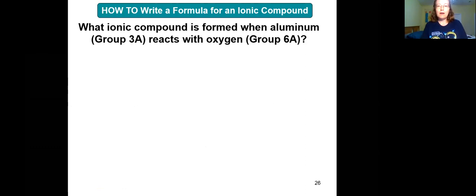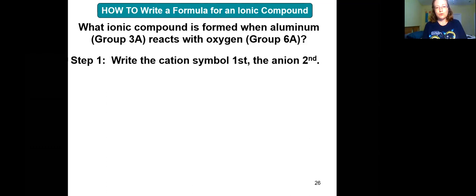Well, what ionic compound is formed when aluminum in group 3A reacts with oxygen in group 6A? We're going to write the cation symbol first and the anion symbol second. Well, aluminum's the metal, so he goes first. He will be a positive cation because metals are always positively charged cations. Oxygen is a nonmetal, so he will have a negative charge. He will be our anion.